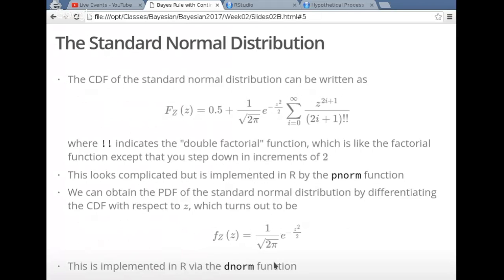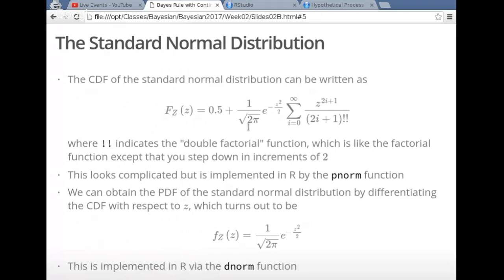And so you can obtain the PDF by differentiating the CDF with respect to z. And we're not actually going to go through the mechanics of that. It's not that hard. There's just like a product rule that you've got to do there, and then a bunch of simplification. It turns out the PDF is this middle term here, 1 over the square root of 2 pi times e raised to the power negative z squared over 2. That's not a universal thing that the CDF can be written in terms of the PDF. But if you differentiate this CDF, you get the following function for your PDF. And like I was saying, this is implemented by the dnorm function in R.